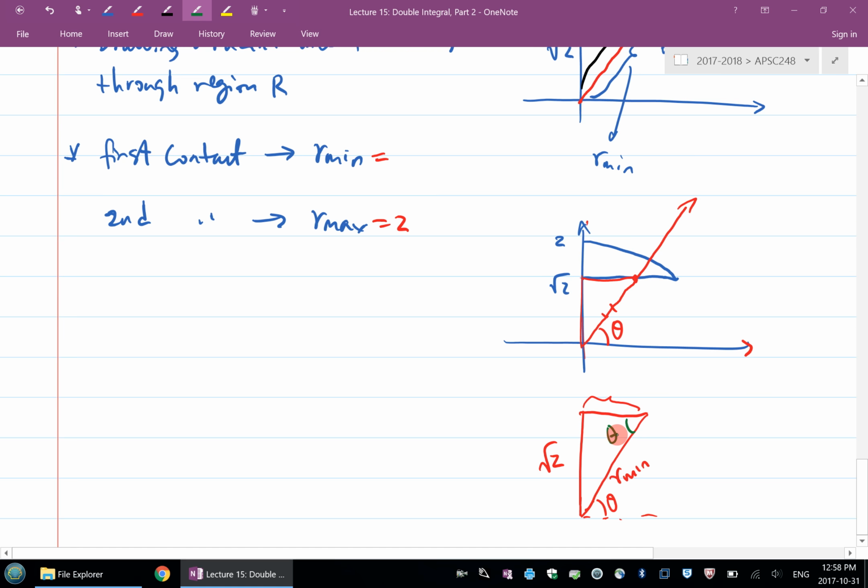Can you find a relationship between the R min and theta? What will be the R min and theta, connecting the R min and theta together? So sine theta equals √2 over what? R min. So R min equals √2 over sine theta. Right, so that's your R min.